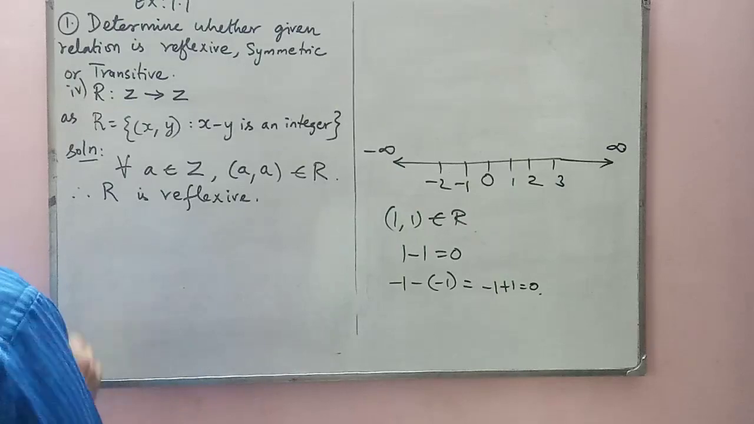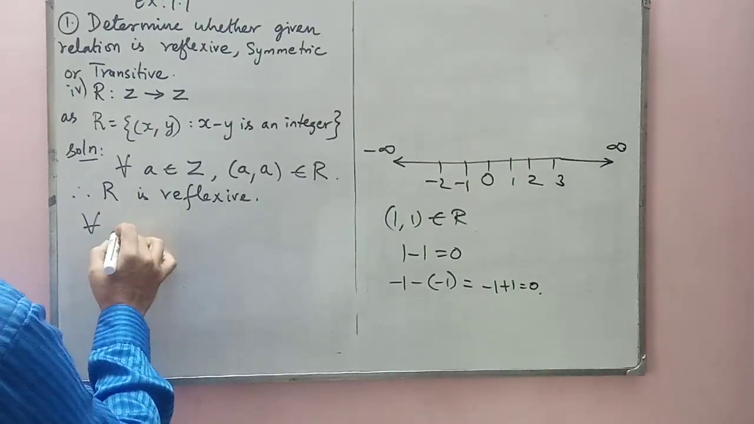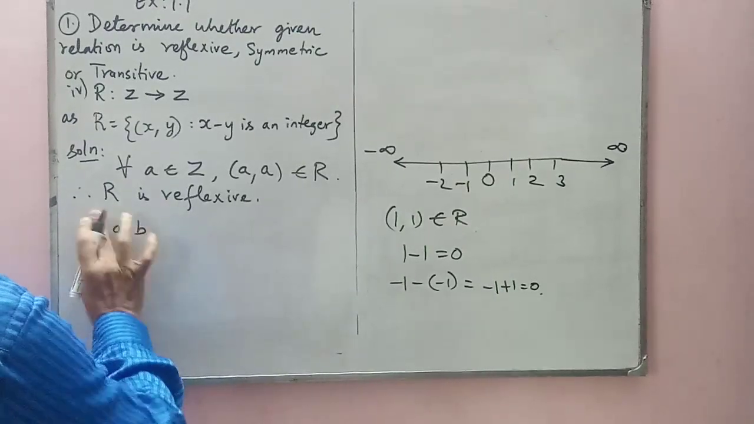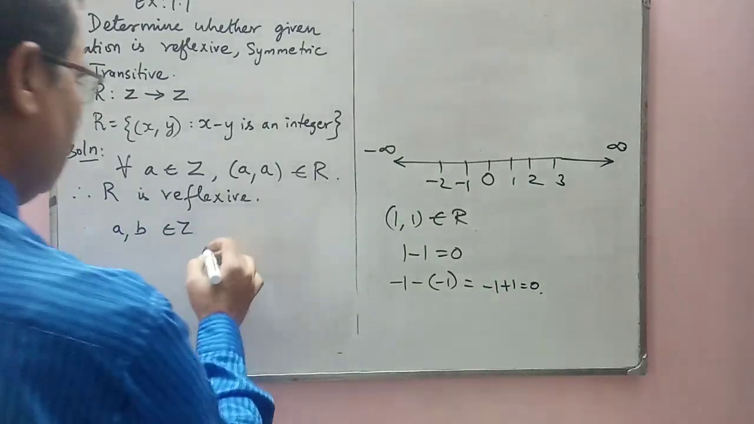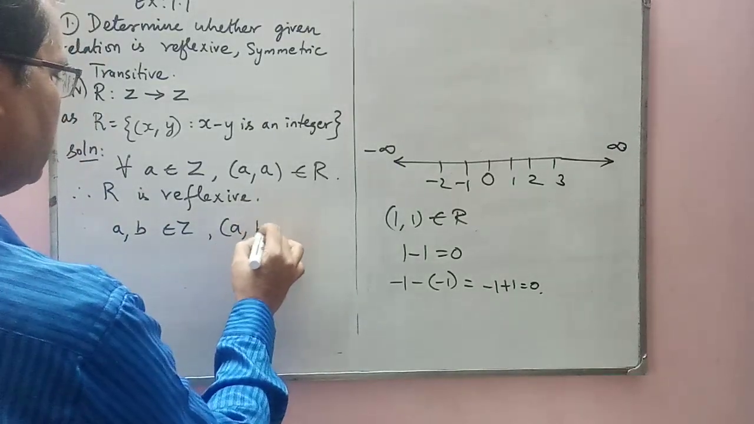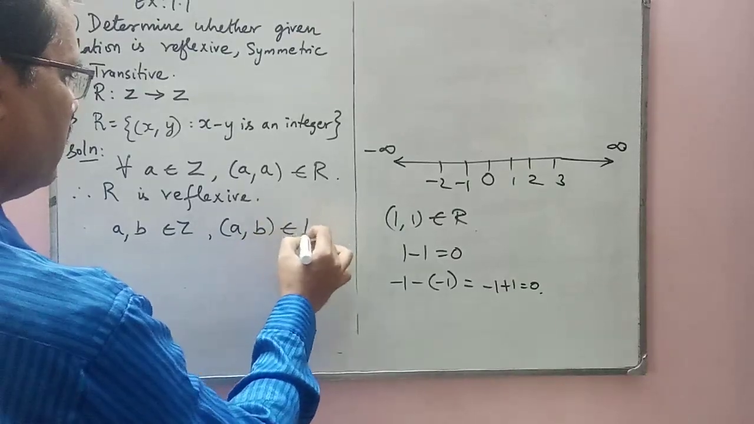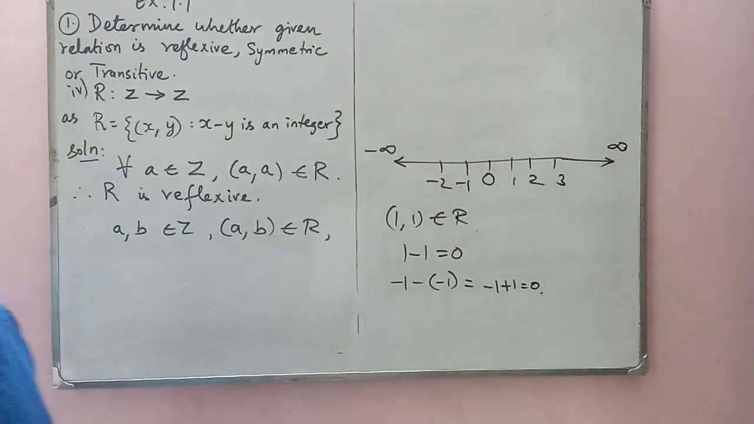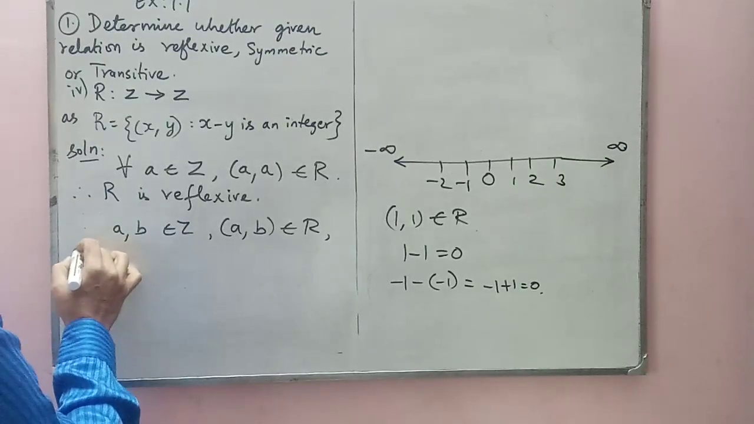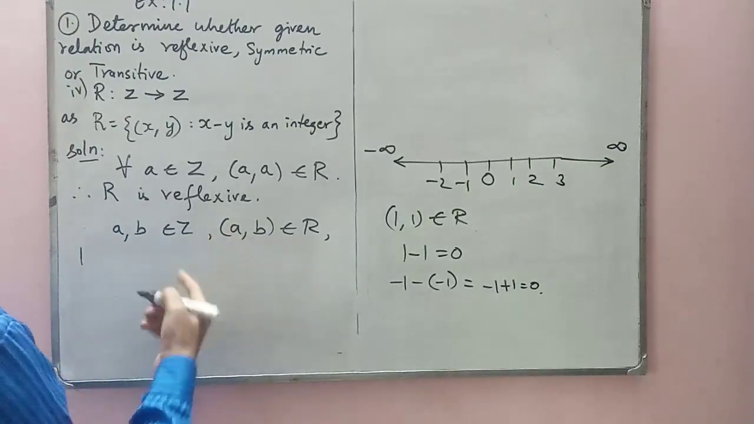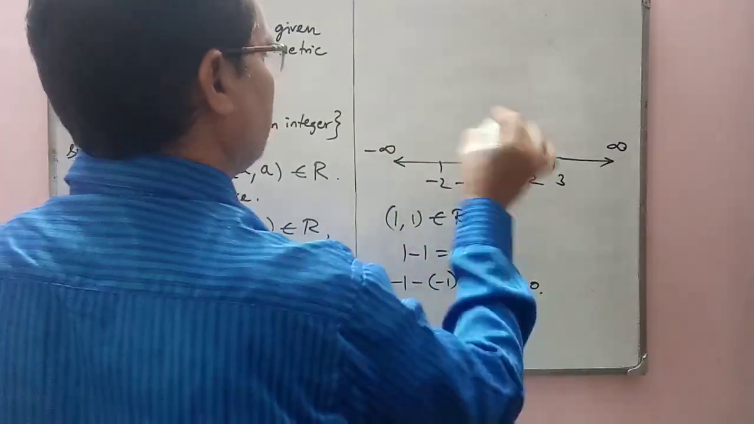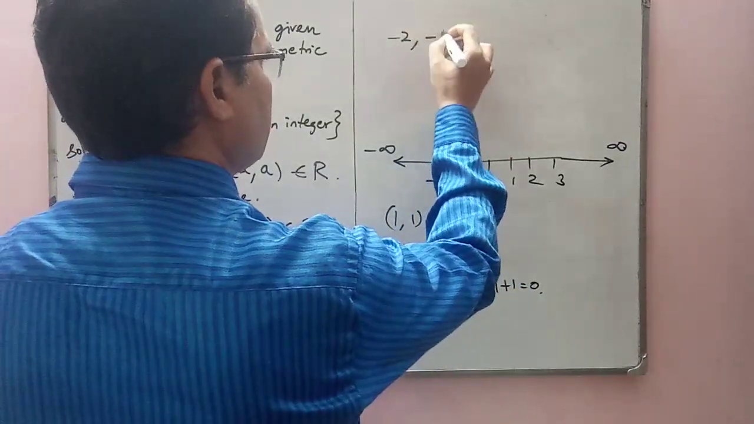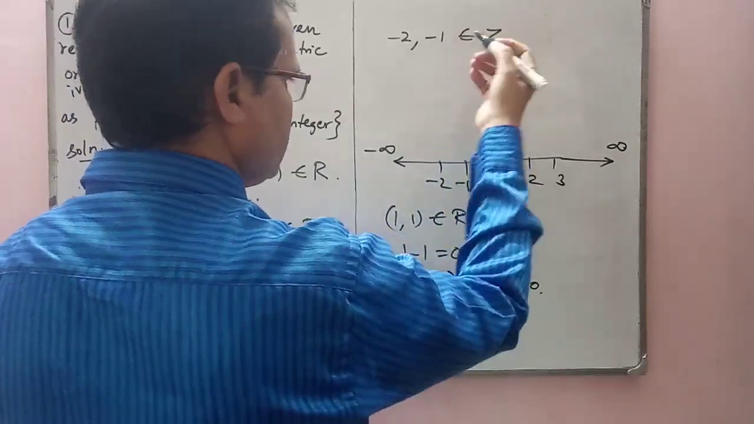Number 2. Now you have to choose two numbers, a and b, belonging to Z. Then the difference between the two numbers is an integer. You have to check if (b, a) is also in the relation. Choose any two numbers from here. You can choose minus 2 and minus 1. Minus 2 and minus 1 belong to Z because they are integers.